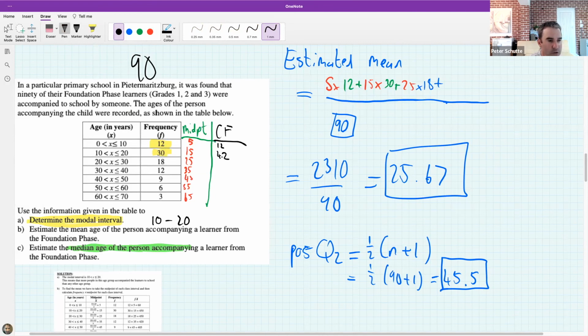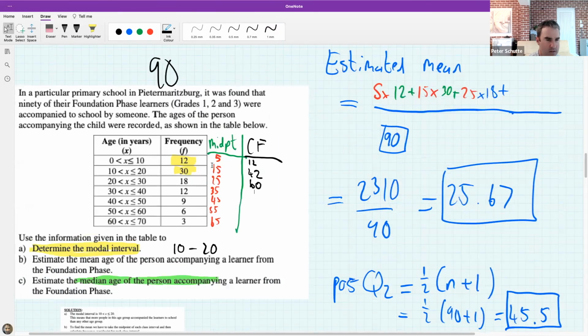And then after 42, what's the next row that's going to be in line? Well, we're going to go all the way up to 60, but then we've basically got to the level that has our median in. So take a moment to think about that. It's in position 45.5. Which interval is in line with the 45th position?